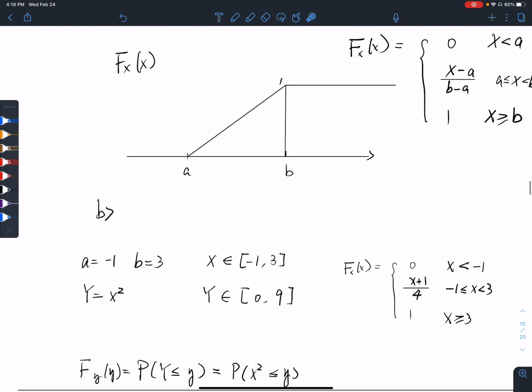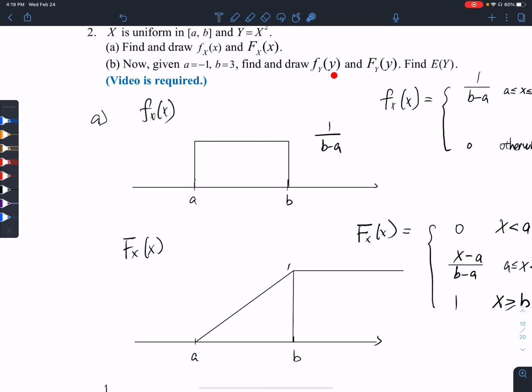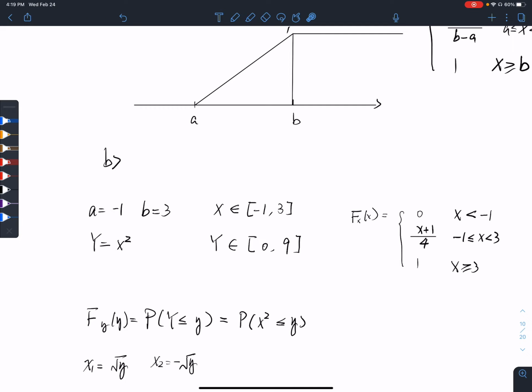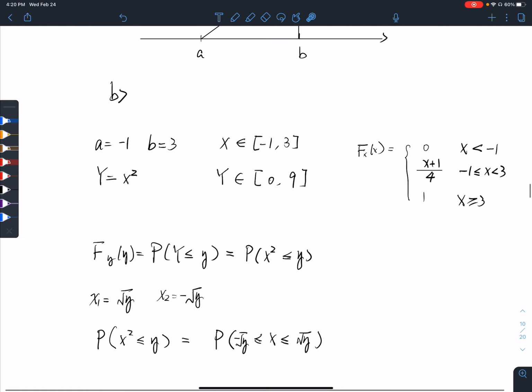So for question B, given by the question, a is equal to -1 and b is equal to 3. We need to find and draw the density function of y and the distribution function of y, and we need to find the expected value of y. Since a is equal to -1 and b is equal to 3, x belongs to -1 to 3, and y is equal to x squared, so y belongs to 0 to 9. We put the distribution function here, and we may use it later.